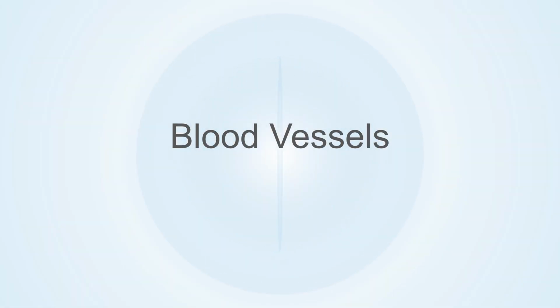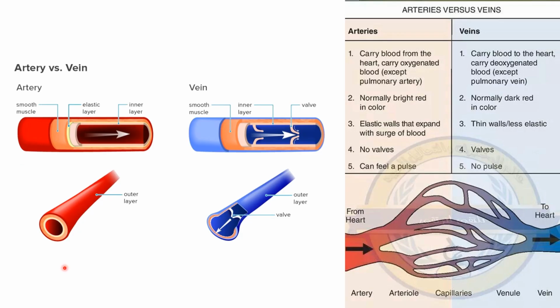Blood vessels. The arteries are the blood vessels that deliver oxygen-rich blood from the heart to the tissues of the body. The largest artery in the human body is the aorta. The veins are blood vessels that carry blood towards the heart, and most veins carry deoxygenated blood from the tissues back to the heart. Exceptions are the pulmonary and the umbilical veins, both of which carry oxygenated blood to the heart.